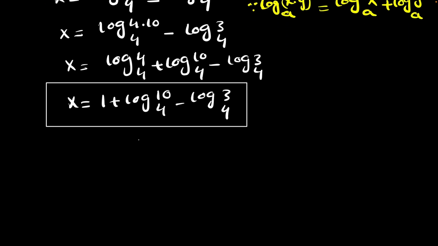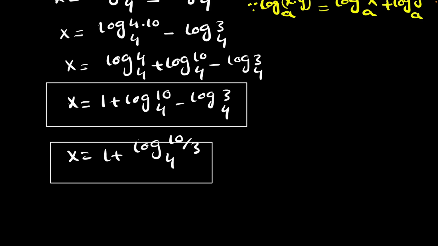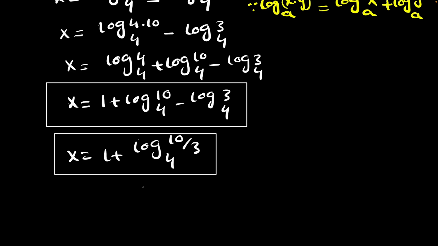You can do it. So I can write this as x is equal to 1 plus log of 10 divided by 3 to the base 4. So either of the answers is correct. You can write like this or you can write like this.